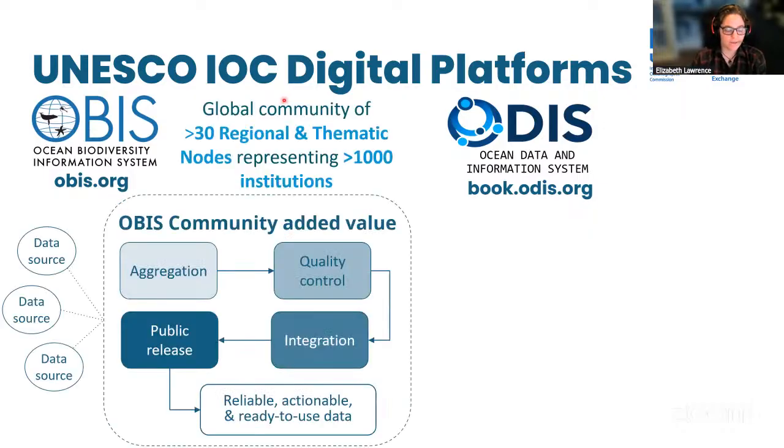Building on what Audrey was saying, OBIS is really a global community. There are more than 30 regional and thematic nodes that represent more than 1,000 institutions around the world. One of the values that the OBIS community brings is through the OBIS data pipeline. We aggregate data sources from all over, make sure that the data adheres to a minimum set of quality control, and then integrate these thousands of data sets together into one big OBIS data set, which is publicly released in order to provide reliable, actionable, and ready-to-use data.